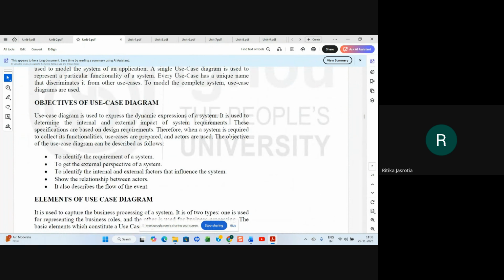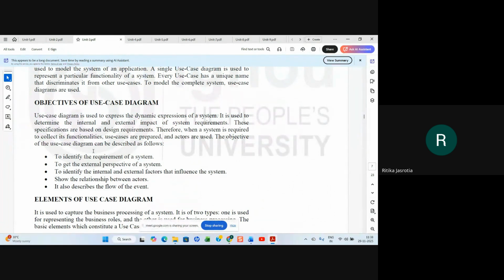Complete system. So yeah, here the objective is given, right? The use case diagram is used to express the dynamic expression of a system or dynamic behavior. It is used to determine the internal and external impact. So you can take the definition from here, right? Therefore, when a system is required to collect its functionalities, use cases are prepared and actors are used.